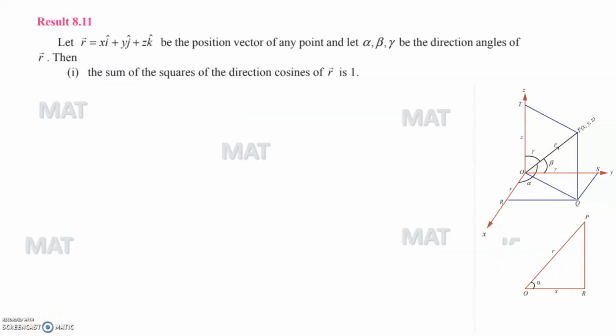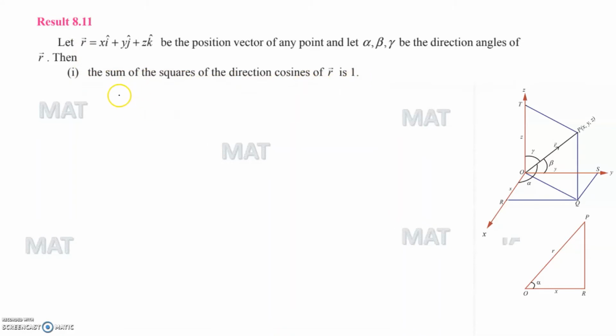Further, let us see some results and properties of these direction cosines and direction ratios. So the first thing that we will see here is that the sum of squares of the direction cosines of r is 1. So what does this mean?